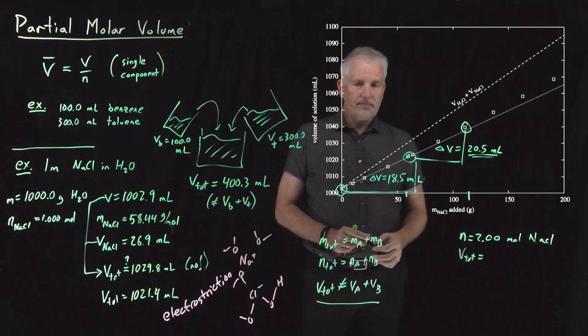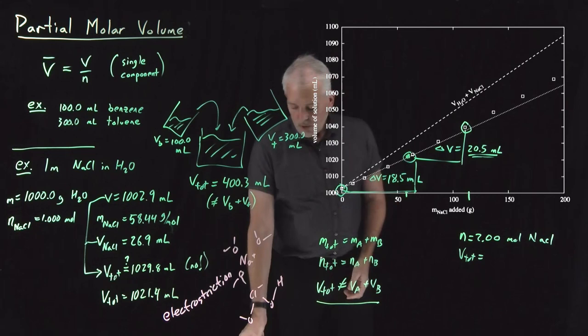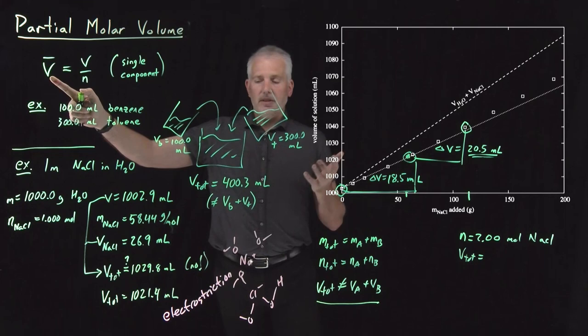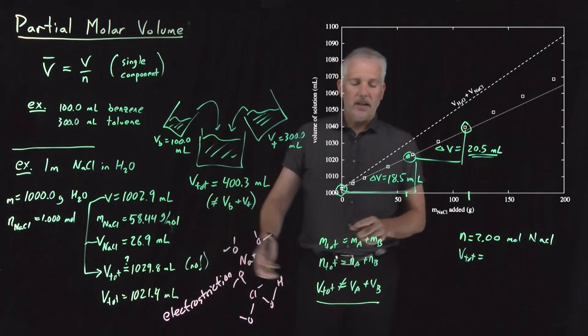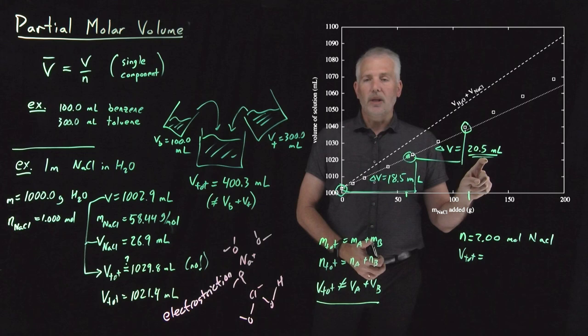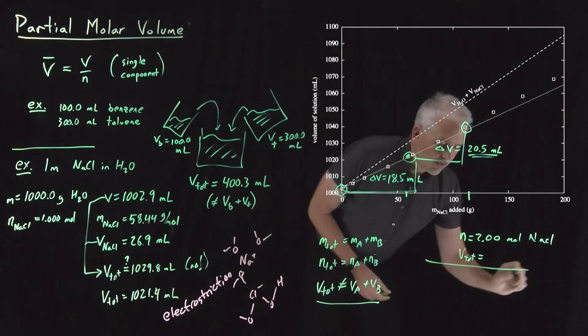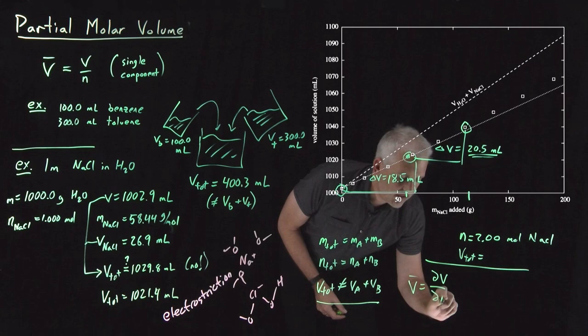Okay, so that suggests that we need a whole new way of thinking about volumes. Instead of just saying the molar volume of water is some value and the molar volume of sodium chloride is some value, I can't just say every mole takes up 26.9 milliliters. It depends whether it's a mole of pure sodium chloride or a mole that's dissolved into pure water or the second mole dissolved into an already 1 molal solution and so on. So it turns out that the most useful way to think about molar volumes in solutions is as the slopes of these curves.